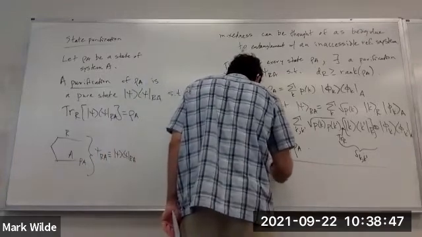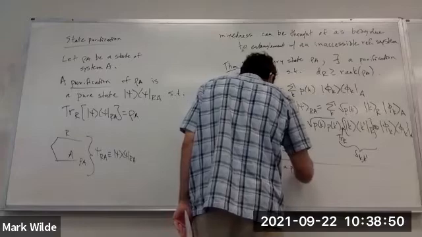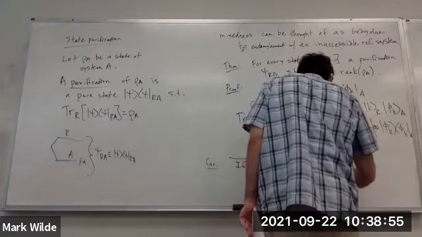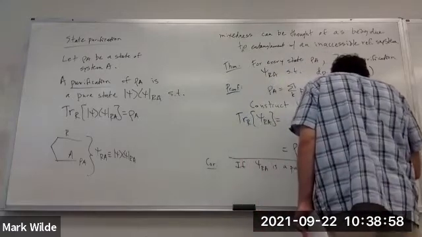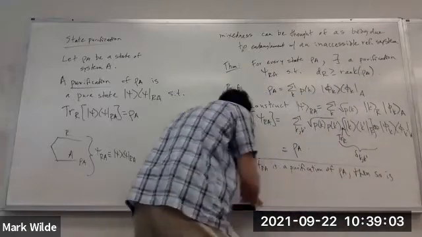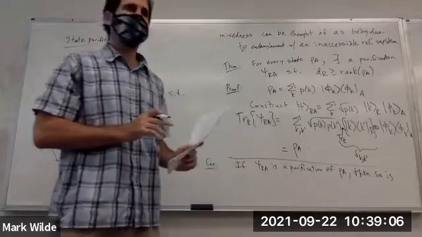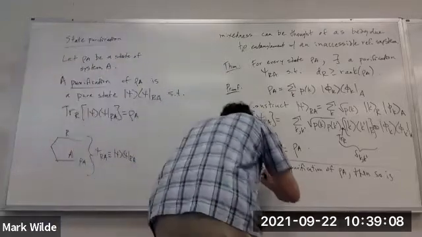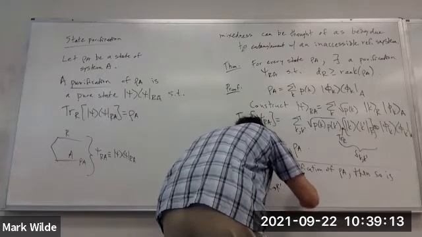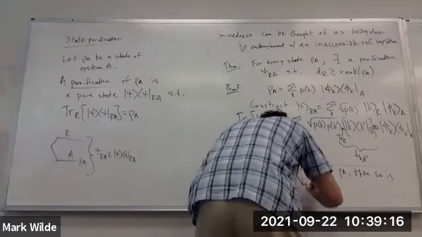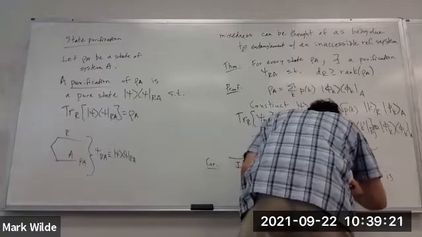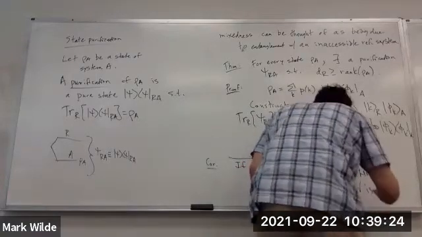If psi RA is a purification of rho A, then so is V_{R to R prime} psi RA. Now I'm going to use this notation where I'm suppressing identity operators, where V goes from R to R prime, and V is an isometry.